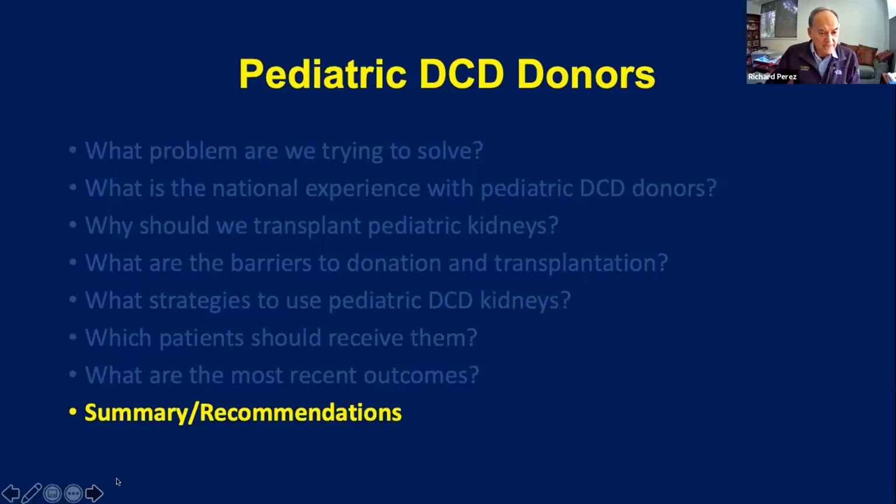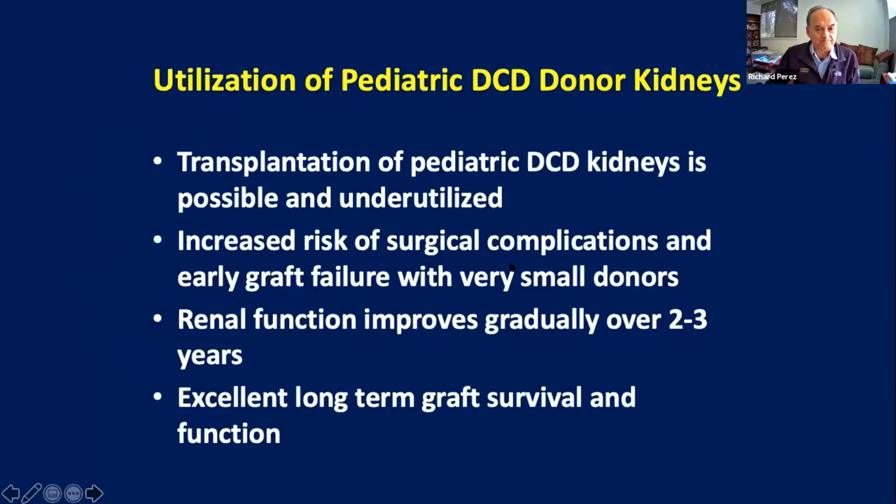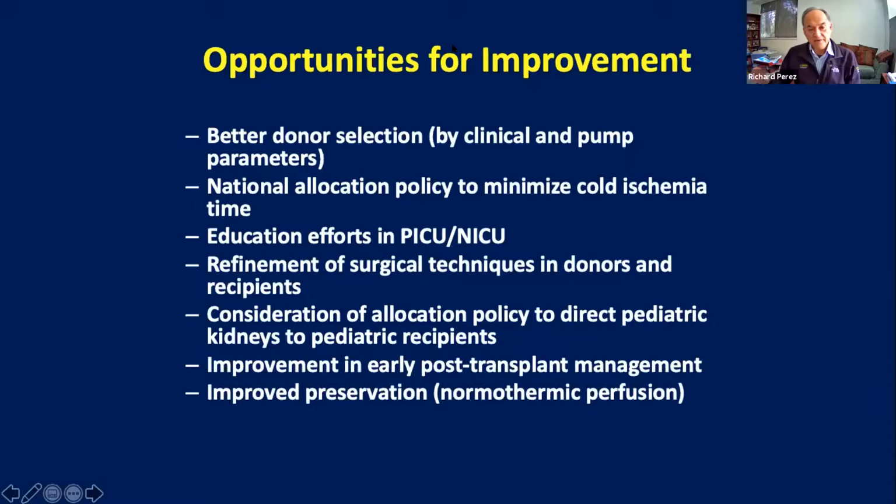So that would lead me to conclude that we should be doing more of these, that we should be doing more pediatric DCD donors. It's possible, it's underutilized. The word needs to be spread. There's definitely an early price to pay, more surgical complications and early graft failure with the very small donors in particular, but renal function improves gradually over 2 to 3 years. Excellent long-term results. So what are the opportunities for improvement?